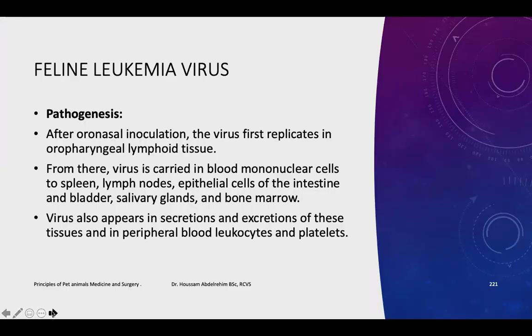Pathogenesis. After oronasal inoculation, the virus first replicates in the oropharyngeal lymphoid tissue. امسك يا معلم، دخل lymphoid tissue. From there, من هنا بقى, the virus is carried in the blood mononuclear cells, the spleen, the lymph nodes, the epithelial cells of the intestine and bladder, salivary glands, and the bone marrow. داخل بيتشعب بقى في كل حاجة.